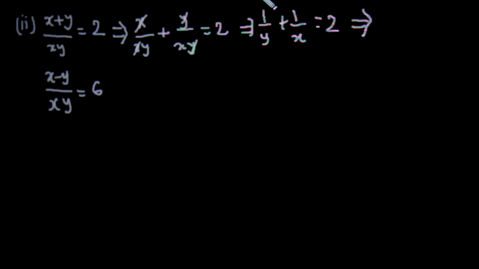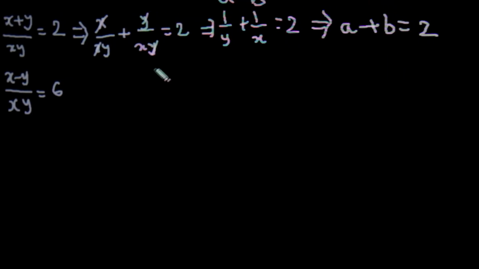Consider 1 by y as a and 1 by x as b. You can write it as a plus b. This is 1 by x, 1 by y is a, 1 by x is b. A plus b is equal to 2.